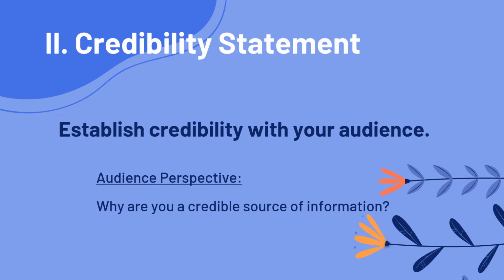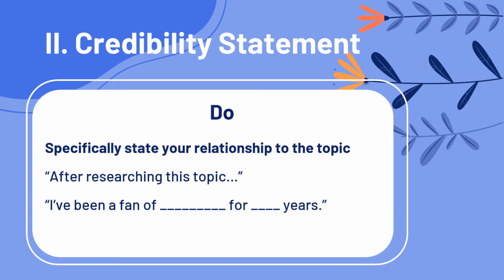The second component of the introduction is the credibility statement. In this statement, you're going to establish credibility with your audience. From the audience perspective, they're asking the question, why are you a credible source of information? What you can do to build credibility with your audience is to specifically state your relationship to the topic. It can be as easy as, after researching this topic, I found X, Y, and Z. Or maybe even, I've been a fan of blank for blank number of years.